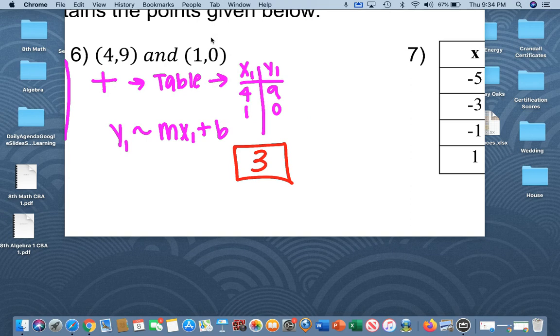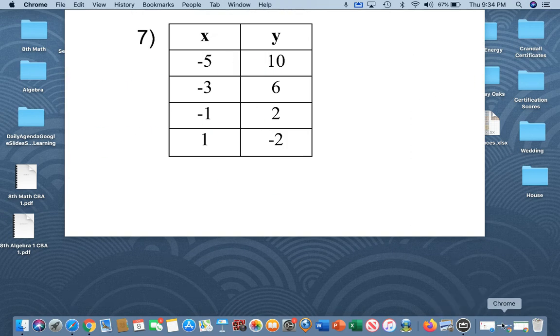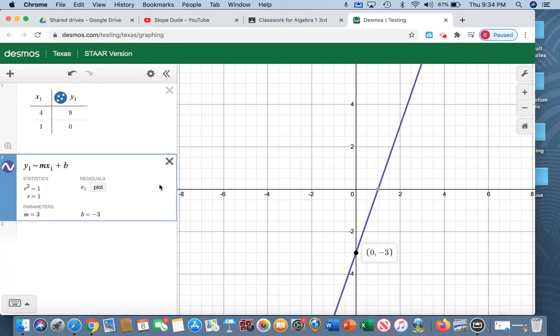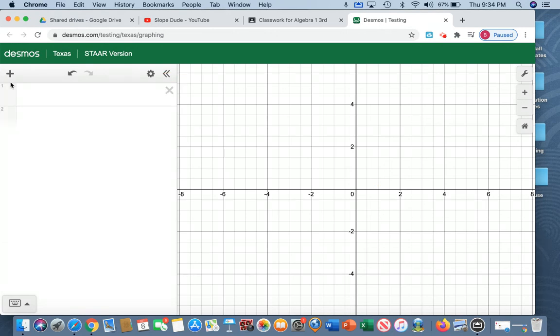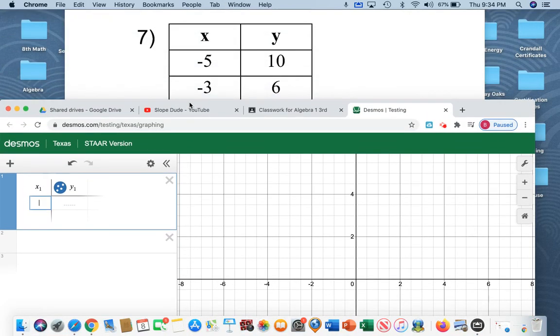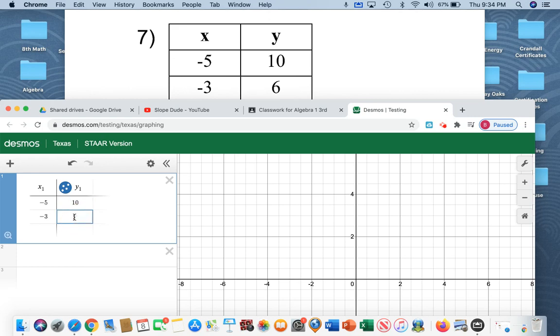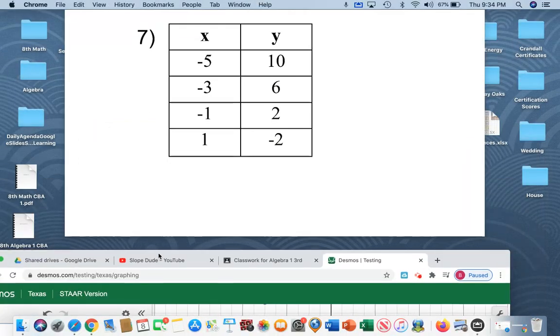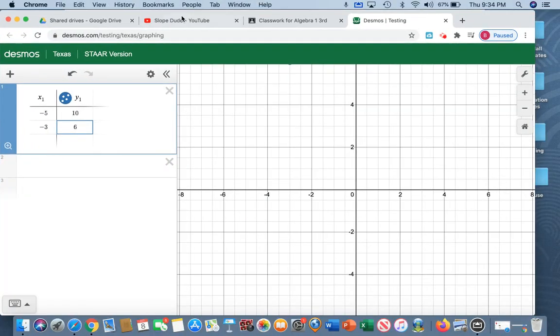So like number 6, here's a table, or not number 6, number 7. All you're going to do is do it in Desmos. So plus button, table. All you need is 2 values. It doesn't matter which 2 they are. I'm just going to pick the first 2 because it's easy. So -5 and -3. -5's y is 10. -3's y is 6. Again, you only need 2 values to find slope, so you don't have to put in the whole table. It's a waste of time.